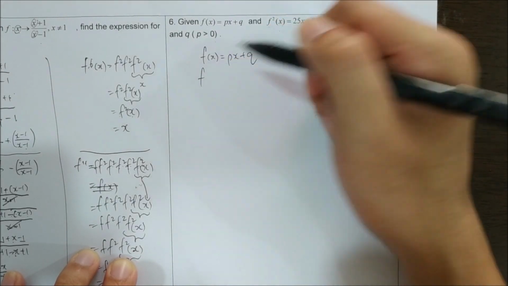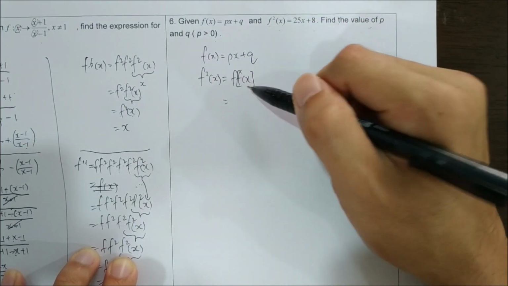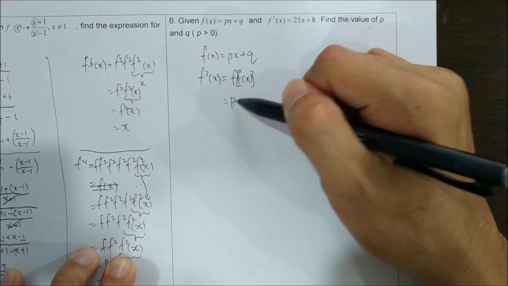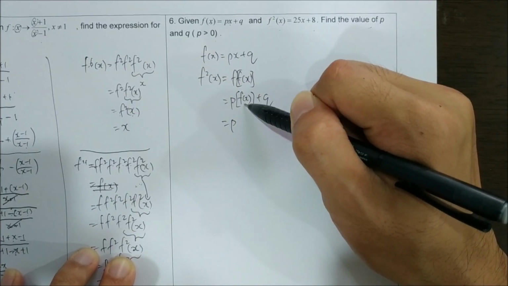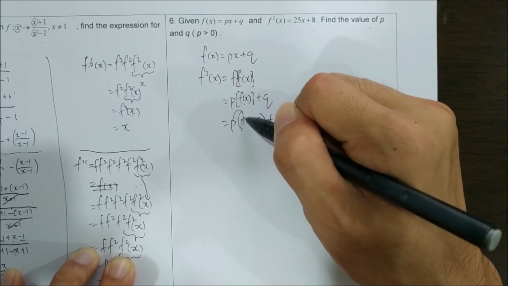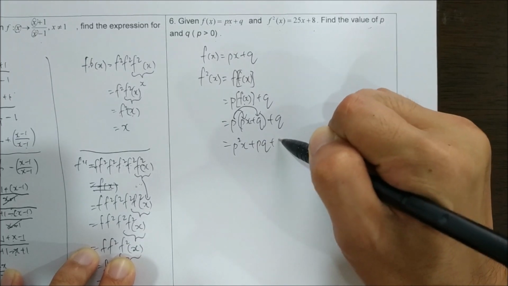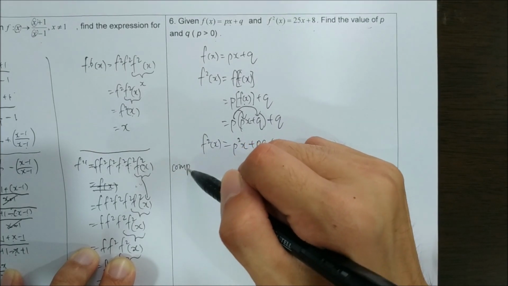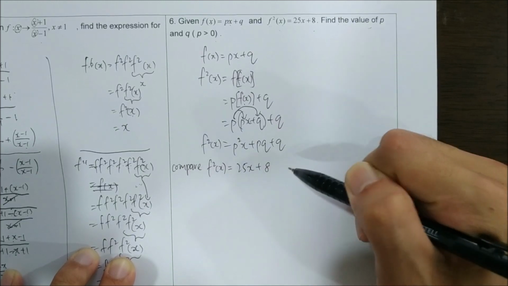So f2x, which is equals to f(f(x)), meaning that we substitute the f(x) into this, so this becomes f(x). So you have p f(x) + q. f(x) again equals to px + q. We multiply, you get p squared x. Multiply, you get pq + q. So f2x equals to this. We compare to f2x equals to 25x + 8.